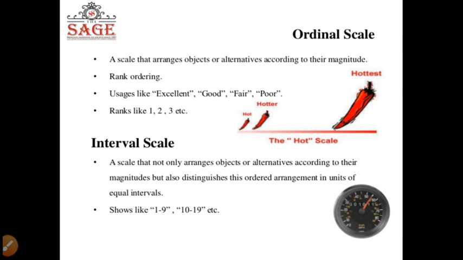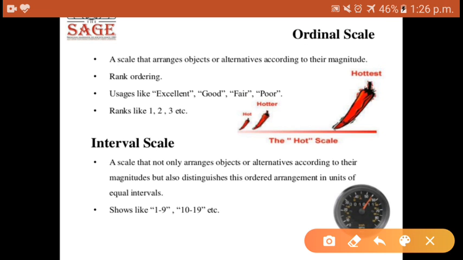Now for that, what will you put? Ranks 1, 2, 3. Like for example, this particular picture is there, and in this picture we have hotter and hottest chilies. So on the hot scale, you can see this is the lowest and this is the highest. This is what is explained over here, that we are on ordinal scale.